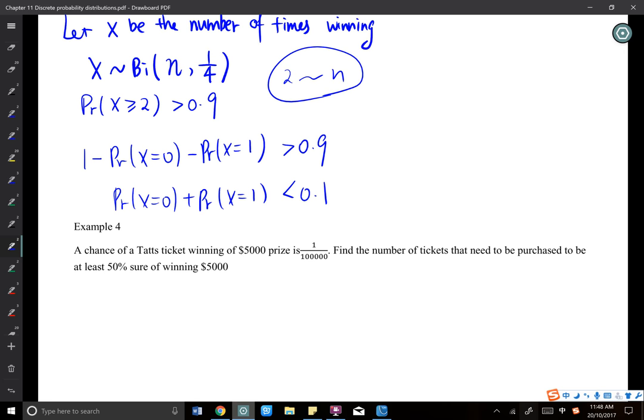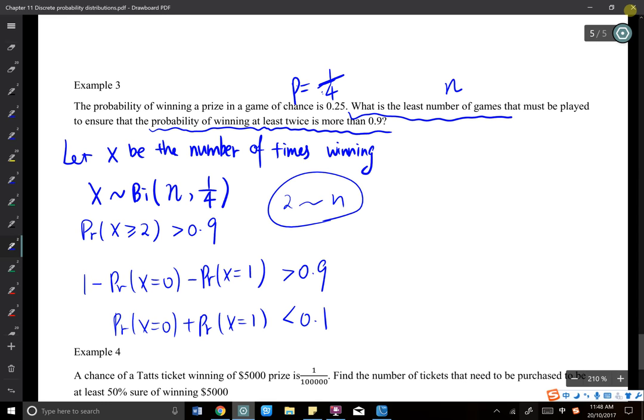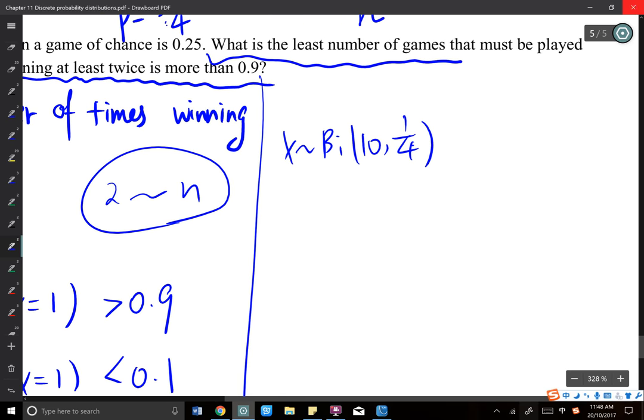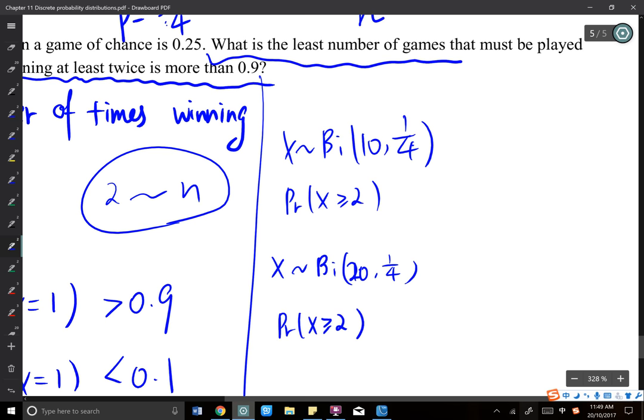I have a question first. Do you think the larger the n is the better, or the smaller the n is better? Do you want a larger number of trials or a smaller number of trials? Whose probability is larger? For example, I have X binomially distributed with 10 and a quarter. And then I have another X binomially distributed with 20 and a quarter. For those two distributions, which probability do you think is larger? Top one or bottom one?